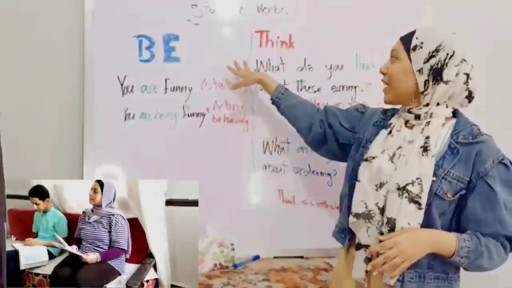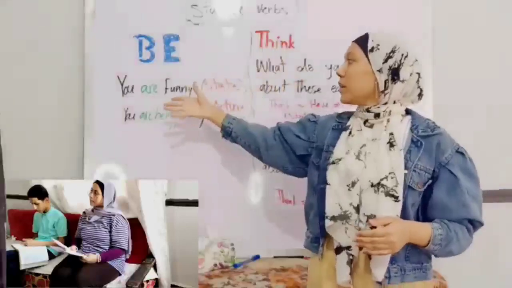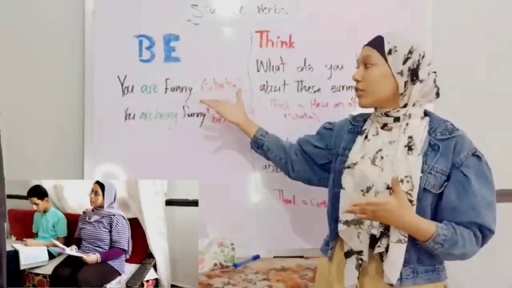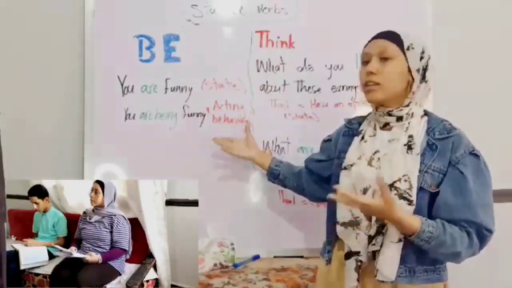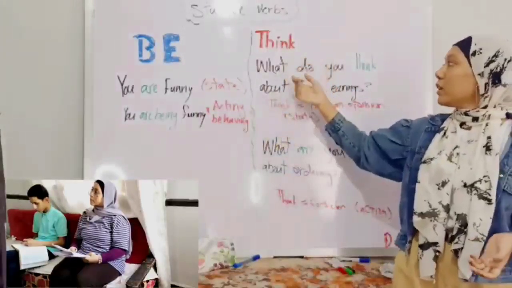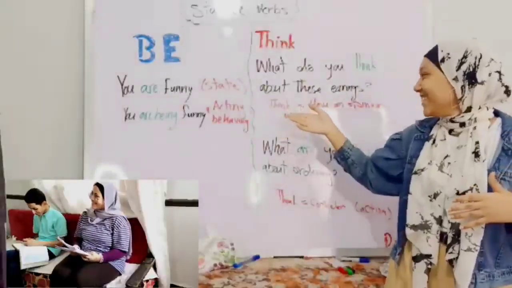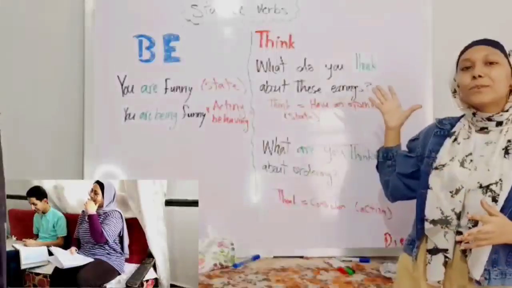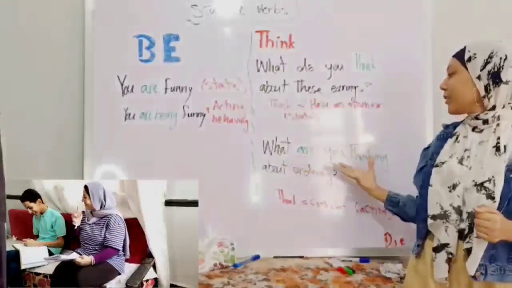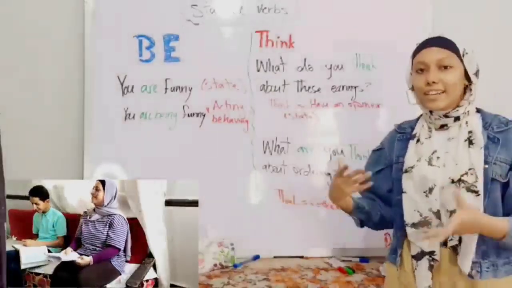Okay, now we have the last verbs, be and think. First, be: you are funny. It's a state. But you are being funny is acting, behaving. And think: what do you think about these earrings? Think here means have an opinion, and it's a state. What are you thinking about ordering? Think here means consider. It's an action.